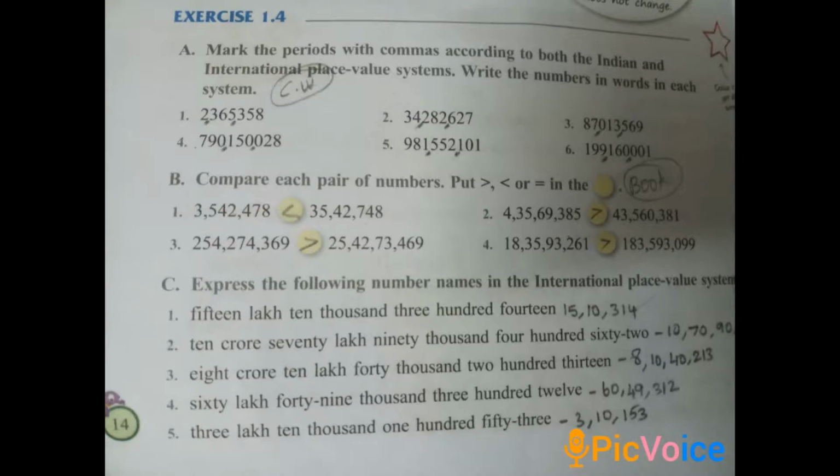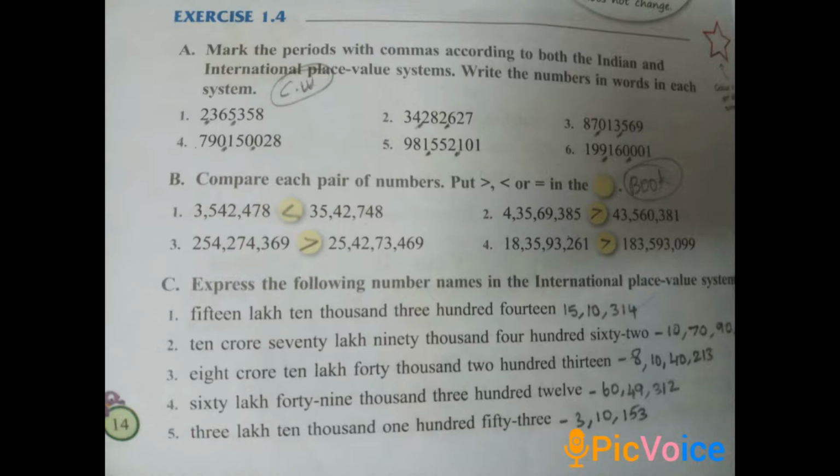Exercise 1.4 on page number 14. We have 4 Roman letters. You have to copy the first Roman letter alone in the CW. Remaining you can write in the book itself. The first Roman letter: mark the period with a comma according to both the Indian and international place value system. Write the numbers in words in each system.